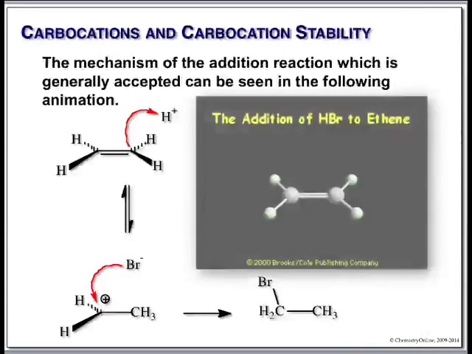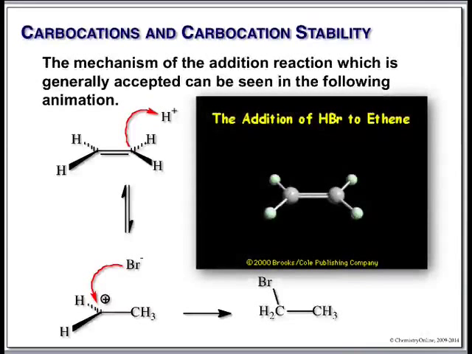Let's look at this movie with the addition of HBr to an alkene. Step one, we're going to simply protonate one of the carbons. Remember, initially we're going to protonate the pi cloud, then it rearranges. Step two, bromide is going to attack, and here's our product.